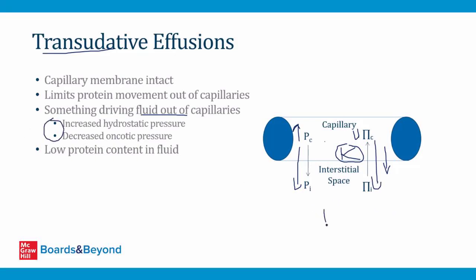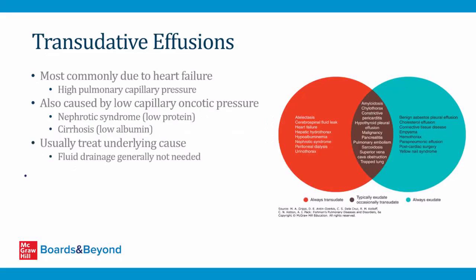So as a result, you get a lot of water here because fluid is leaving the capillaries, but you have very low protein content in that fluid or in that water. And that's because permeability of the capillaries is intact and proteins can't move out. So this is a key thing to understand about transudative effusions. They're caused by these two underlying mechanisms, and they lead to the development of pleural fluid, which has a very low protein content. So what can cause transudative effusions to occur?